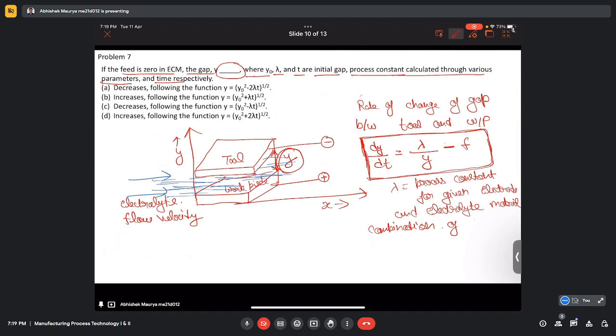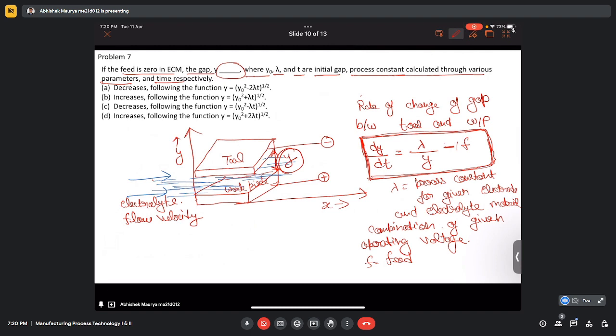For a given operating voltage, F is the feed which is given to the workpiece. This is the feed velocity which sometimes we give to the workpiece. So this is the main equation, and now we solve this equation for different conditions.